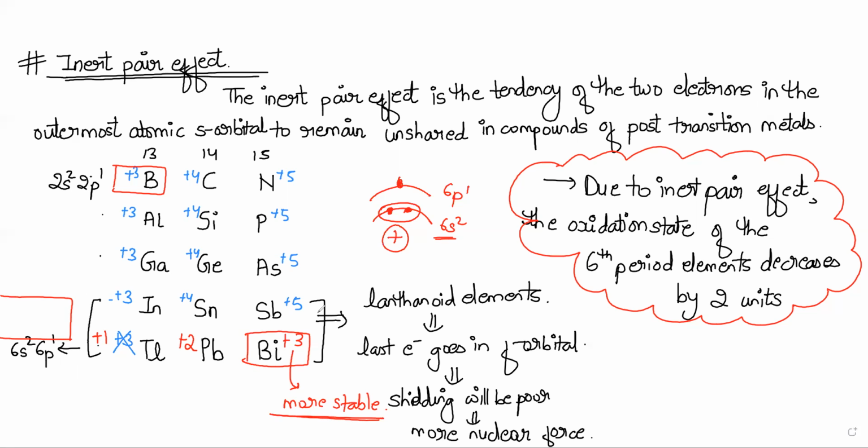So inert pair effect is basically the effect in which the outermost ns orbital's two electrons become inert and do not participate in any bonding, and they are not shared. That's why it's called inert pair effect. And due to inert pair effect, your oxidation state decreases by 2 in the 6th period. I hope this is clear with you.